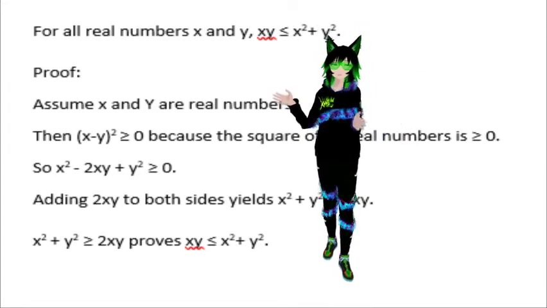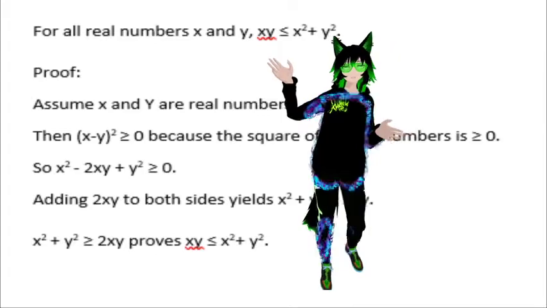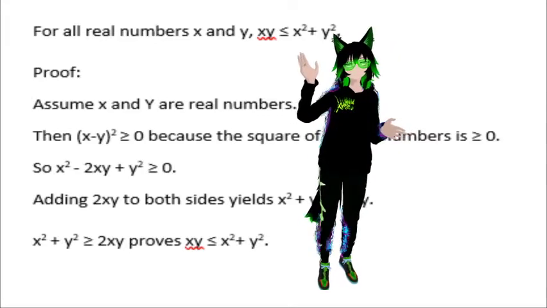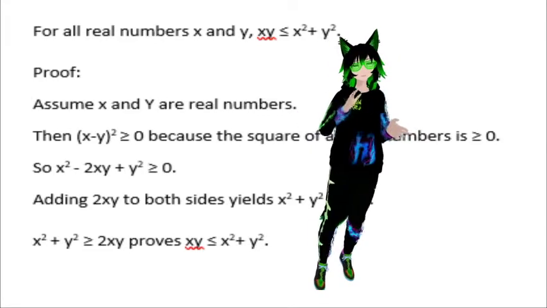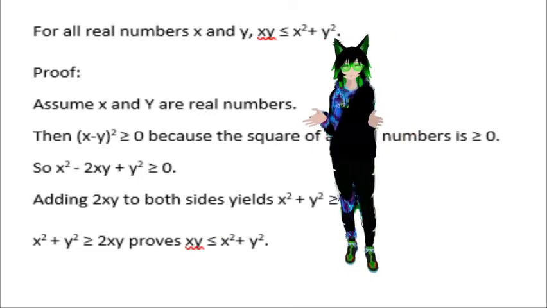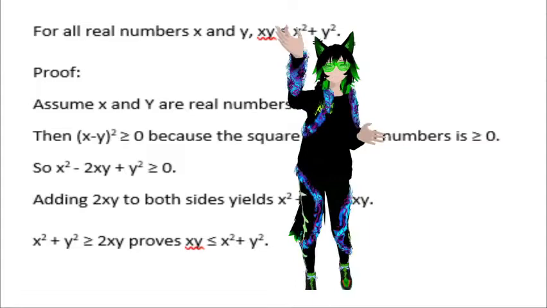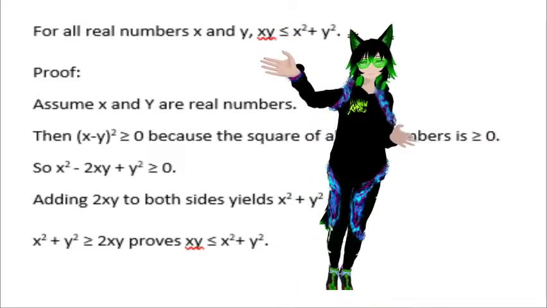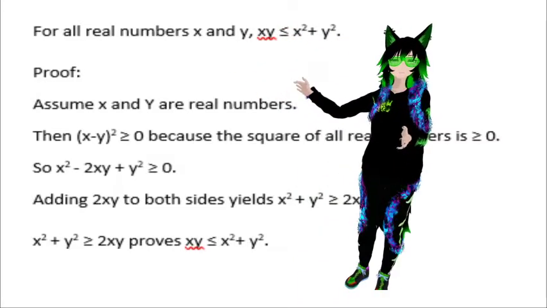Okay, so I want to prove that for all real numbers x and y, x times y is less than or equal to x squared plus y squared. To prove this, we start by assuming x and y are real numbers.